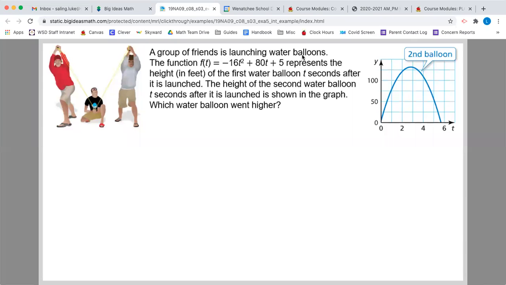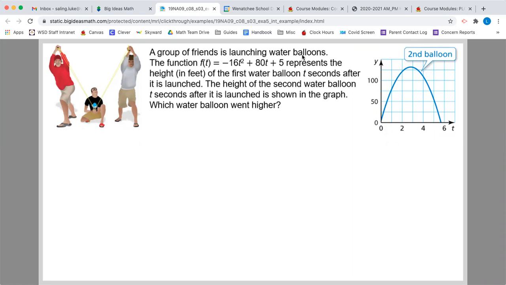All right, so today we're going to go ahead and look at section 8.3. We're going to be examining a word problem. This is example 5 in your textbook, and we're being asked to examine the height of two water balloons.